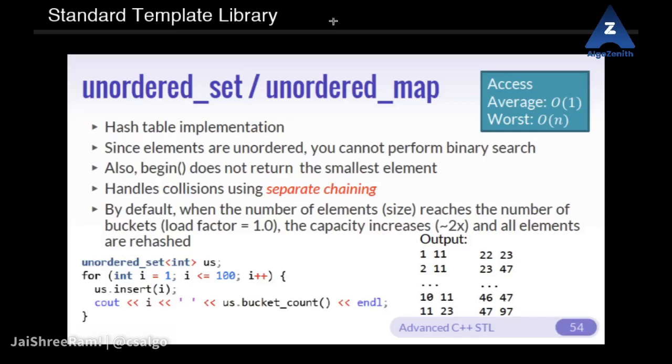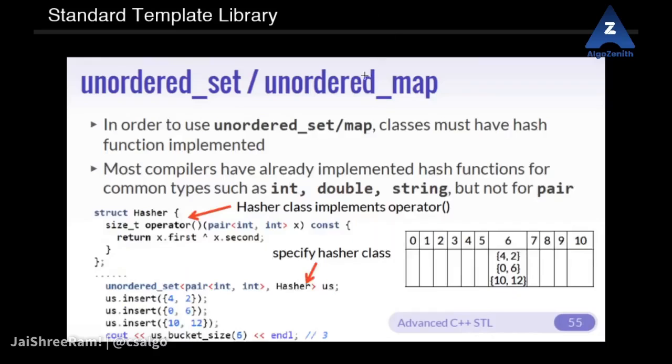Also, it implements separate chaining for handling collisions. This is something specific to hash tables, we will talk about it later. By default it also uses a mechanism similar to vector, where when the capacity fills up it doubles the size and rehashes everything. This is how you declare an unordered set, you insert values and you can check the bucket size. Whenever you have some particular number of elements x, the bucket size is generally 2 into x, it tries to maintain 2 into x size.